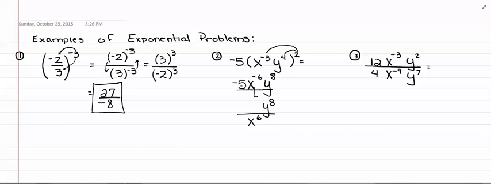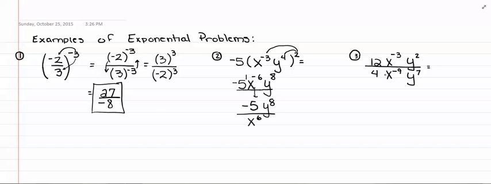The -5, the exponent on it, or the power, is 1, and 1 is positive. So I keep that up at the top. The number can be negative, the exponent cannot. So this final answer is -5 y to the 8th over x to the 6th.